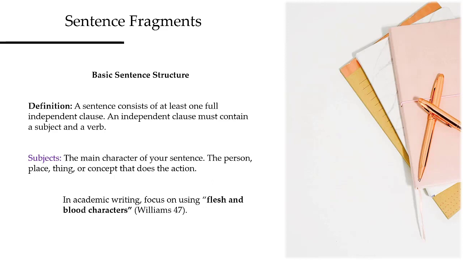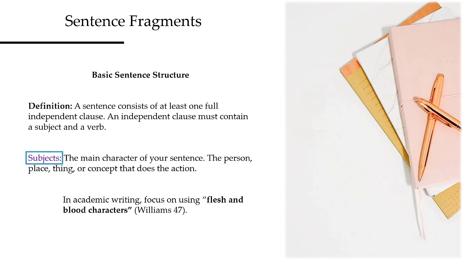A sentence consists of at least one full independent clause. An independent clause must contain a subject and a verb. An independent clause is called independent because it can function independently. In other words, it can stand on its own as a complete thought. And to do that, it has to have a subject and a verb.